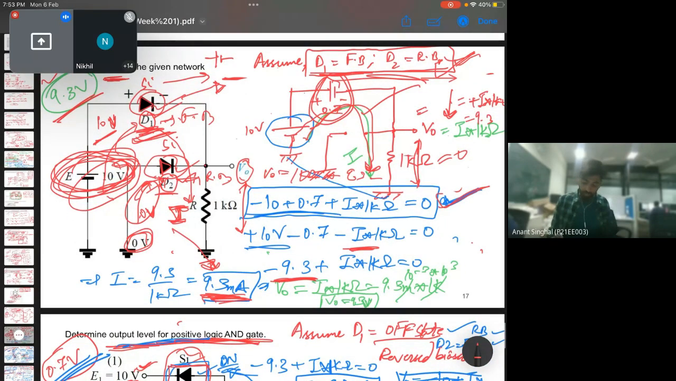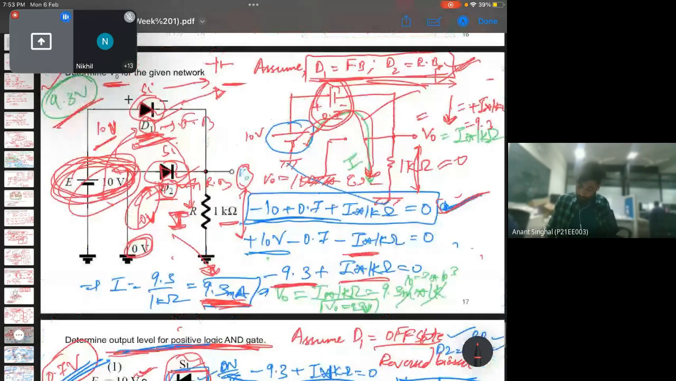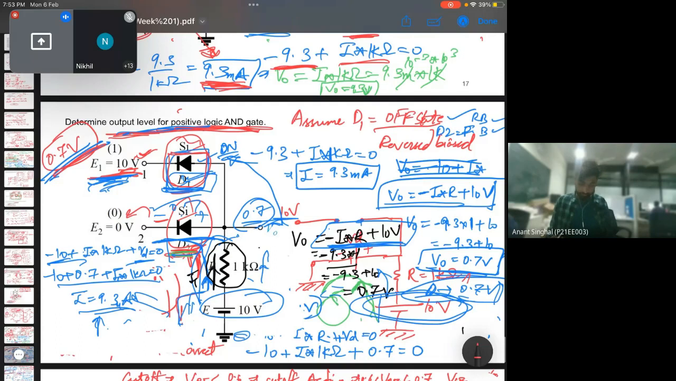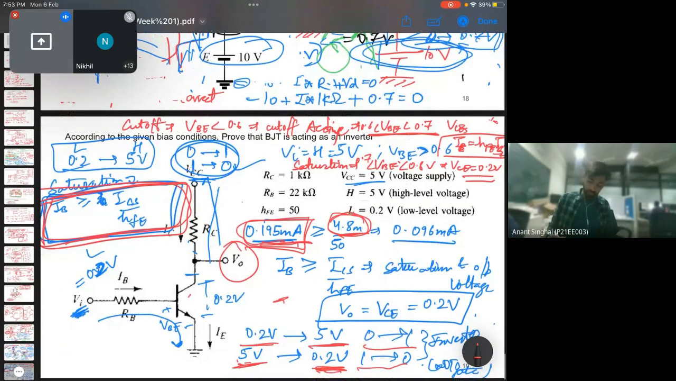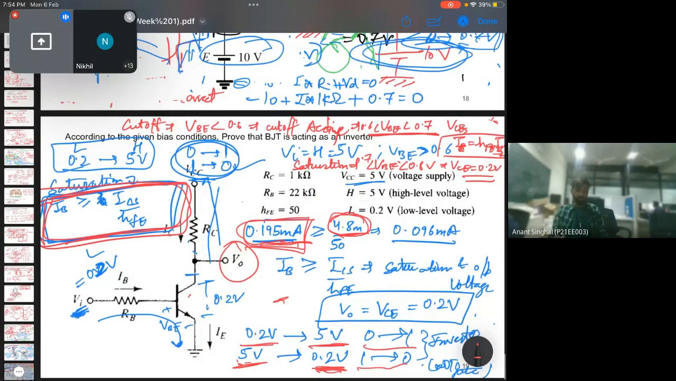Then we did some quantitative analysis of the circuits. We took some bias conditions and solved a few diode equations. For this, the output was 9.3 volt. Then we solved the output level of this AND circuit, which was 0.7 volts. And then we tried to wrap it up using the concept of how a BJT can act as an inverter. So is there any doubt in this? Please, you can ask. Maybe you can also tell how the session was.